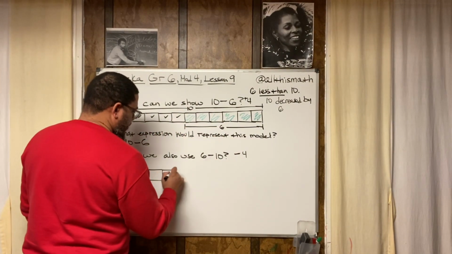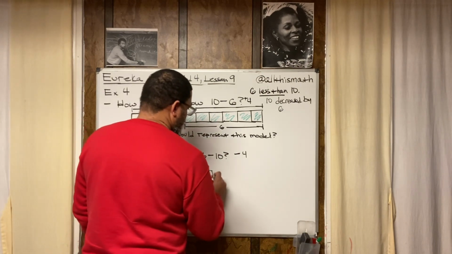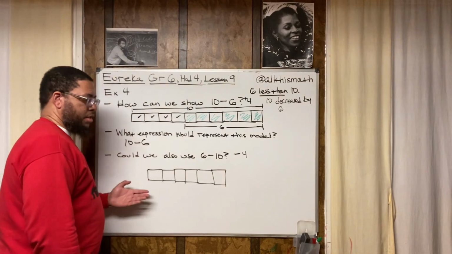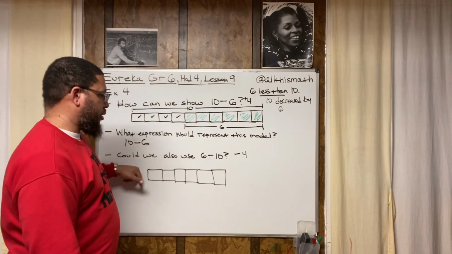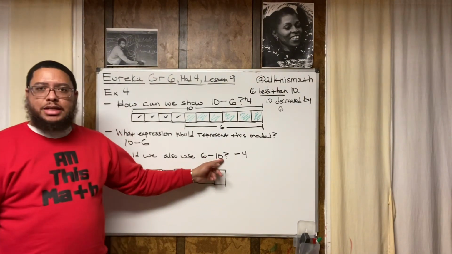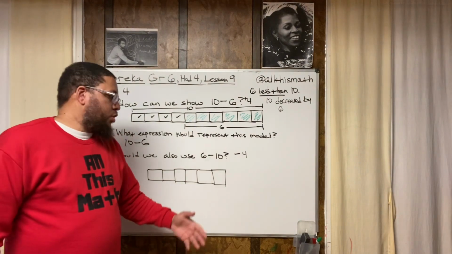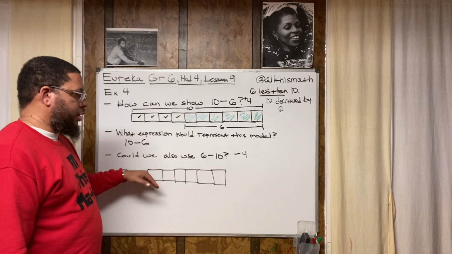So we got 1, we got 2, we got 3, we got 4, we got 5, we got 6. All right, so I got 6 boxes. Now I'm supposed to take away 10. If I start shading in boxes, am I going to have 10 boxes to shade in? I'm not. I don't have enough boxes. So that's why it's going to take you to the negative side, right? You would end up with negative 4.